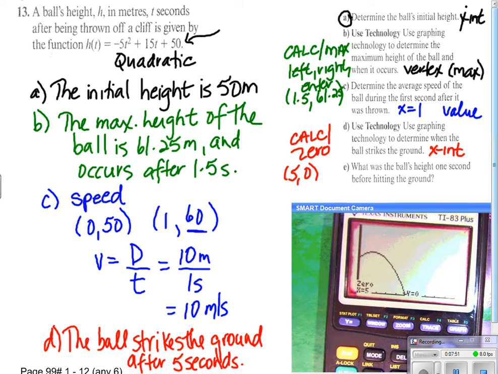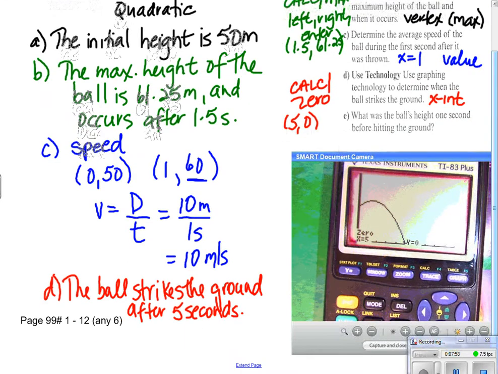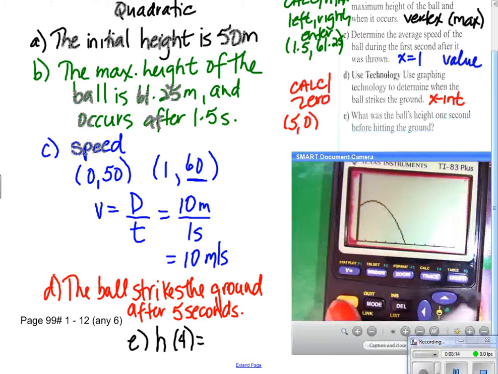Lastly, what was the ball's height 1 second before hitting the ground? So specifically for E, I would like to know what is the height, and I like to use shortened math short forms, height at 4 seconds. So that's what I want to figure out. We're going to do it by hand in a second, but let's let the calculator do a check for our answer. I want the value.